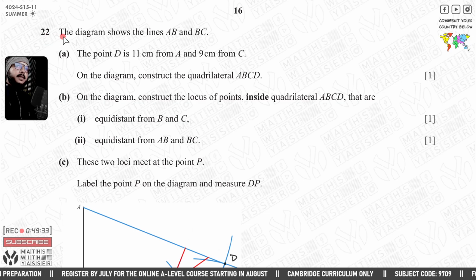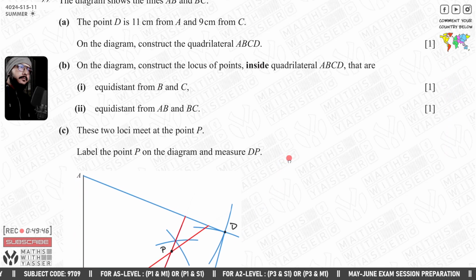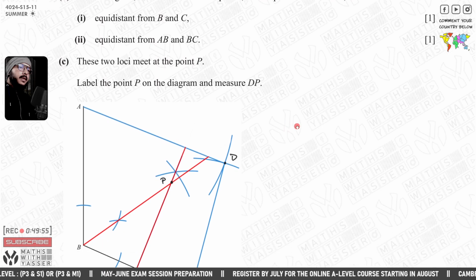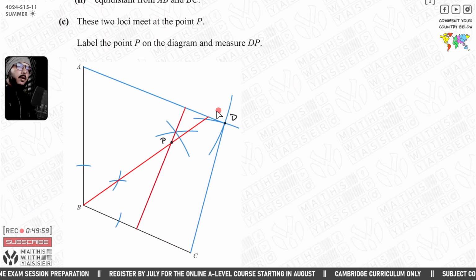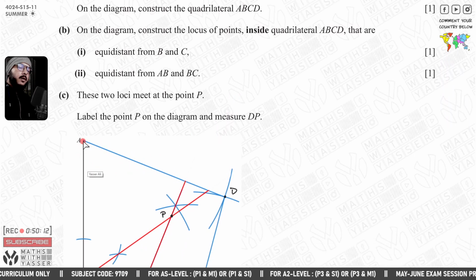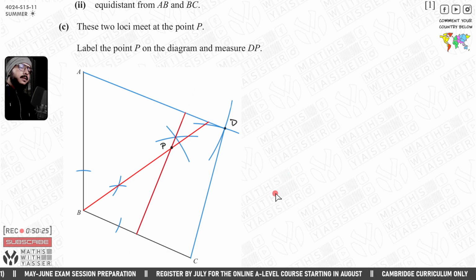Question number 22. It says the diagram shows the lines AB and BC. So these two lines were provided, AB and BC. The point D is 11 centimeters from A and 9 centimeters from C. So with the help of a ruler and a compass, we first can take the measurement of 11 centimeters. And with the help of the compass, we can draw an arc like this for 11 centimeters, which is from A, and taking 9 centimeters from the point C, we can draw an arc over here. The intersecting point will be D.